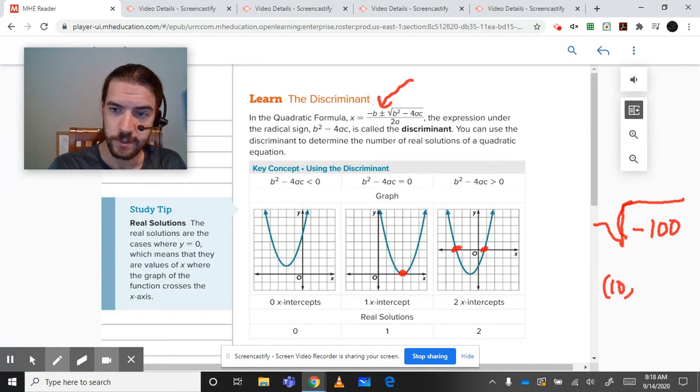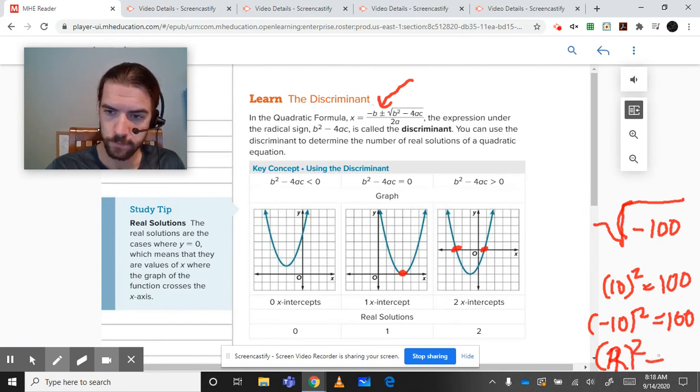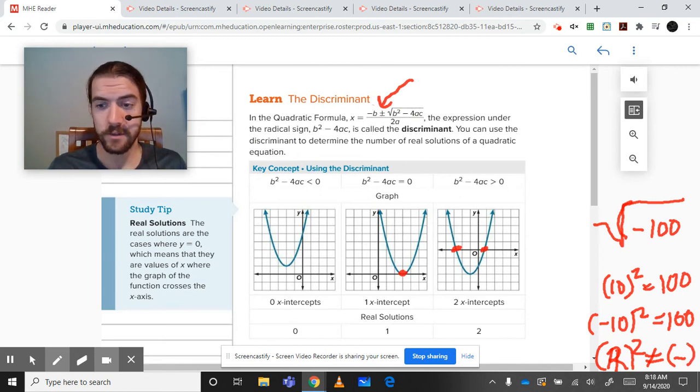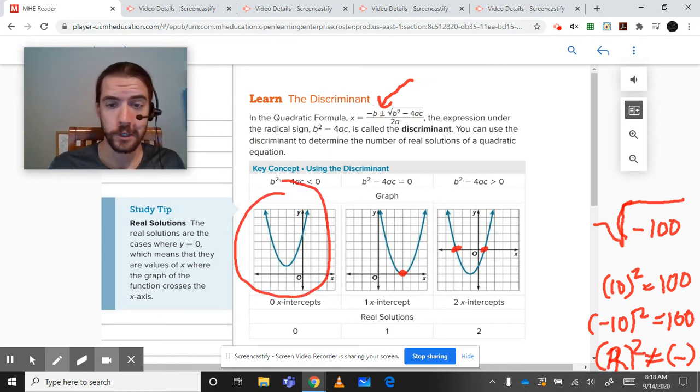well, if I take 10 squared, I get positive 100. If I take negative 10 squared, I also get positive 100, and I don't really have any option. There is no real number that I can square that will give me a negative value. Okay, so if I'm trying to take the square root of a negative number, I'm not going to get an answer. Therefore, I'm not going to get any solution here.